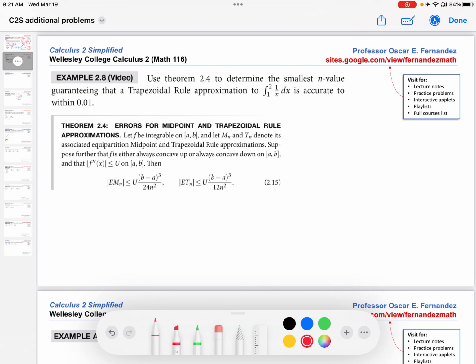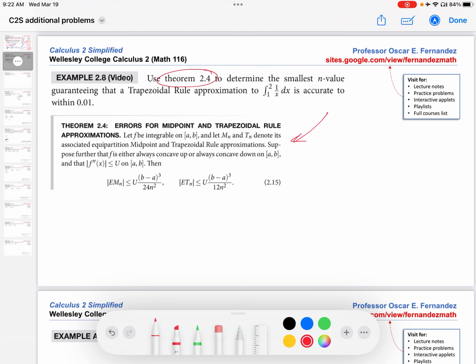In this video, we are going to work on example 2.8 from Calculus 2 Simplified. In this example, we are going to investigate the trapezoidal rule, and we're going to try to use it to develop an approximation to this integral that's accurate to within 0.01. And there's a theorem here that we're going to use, theorem 2.4.